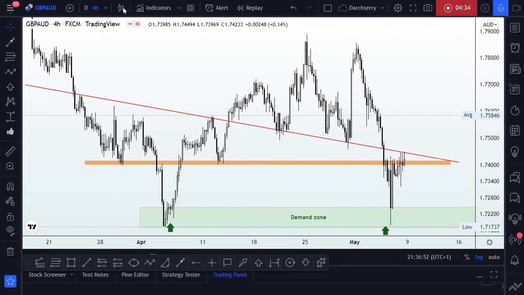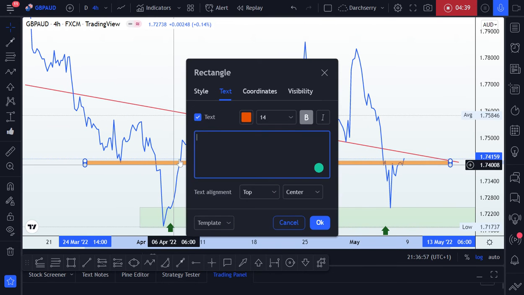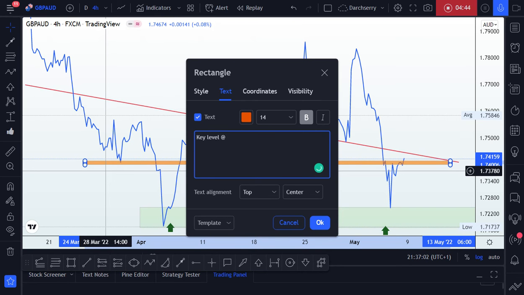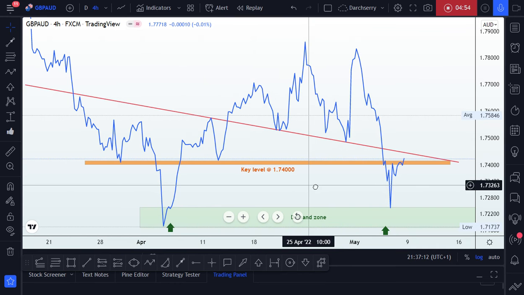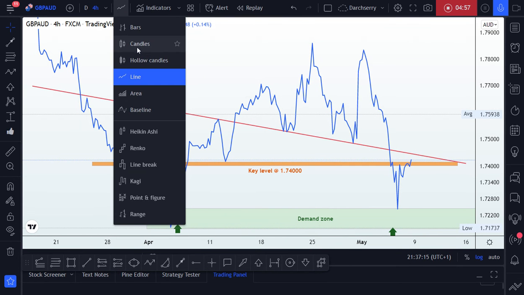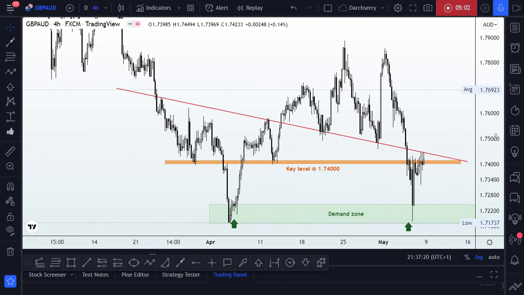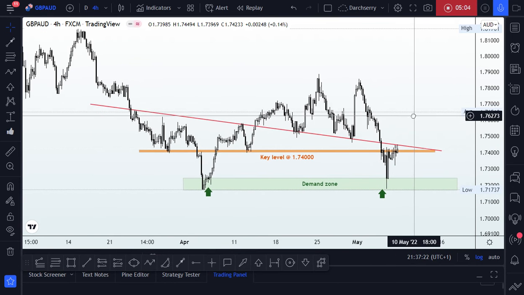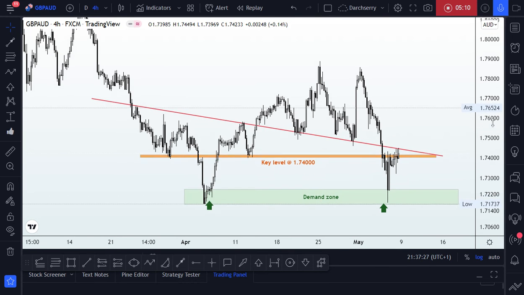So in that regard, after I pulled up my line chart, I could find a key level right at the 1.74 area, which we'll want to label for clarity's sake, key level at 1.74. And that appears to me to be a psychological zone considering the round figure at this point in the market. So if we go back to our candlestick pattern, we can see that we have clues into what we might be expecting going into the new week.